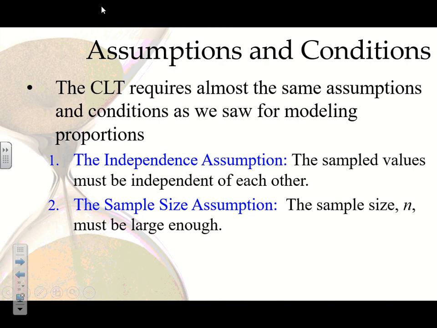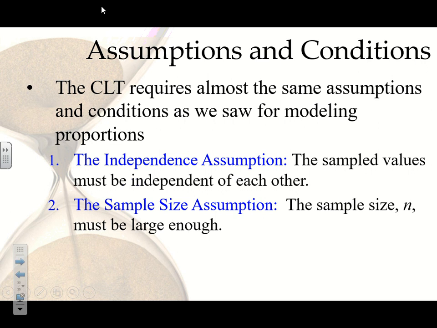Now, assumptions and conditions for sampling distributions involving means. Our CLT requires almost the exact same assumptions and conditions as we saw for proportions. These are ones we saw yesterday. The independence assumption was that the sample values must be independent of each other. The sample size assumption, the sample must be large enough. So these are not new.